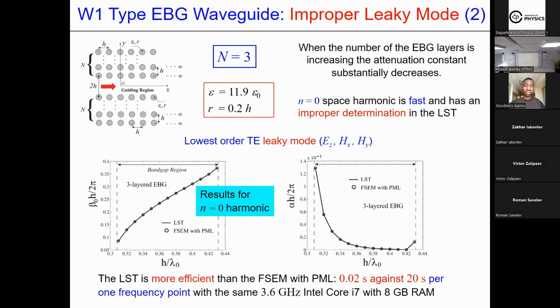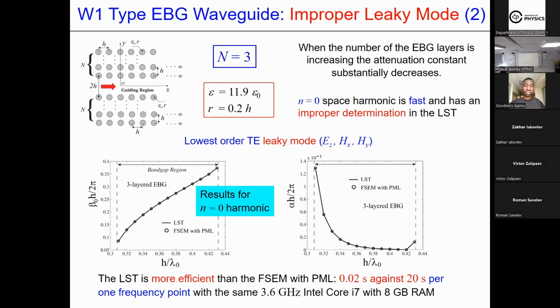For comparison, with the Fourier series expansion method it took about 20 seconds for each frequency, whereas in our case it took approximately 0.0 seconds using the same computer software, the same computer, of course, and the same parameters. That's why it's quite fast when we use, for example, some kind of optimization problem.